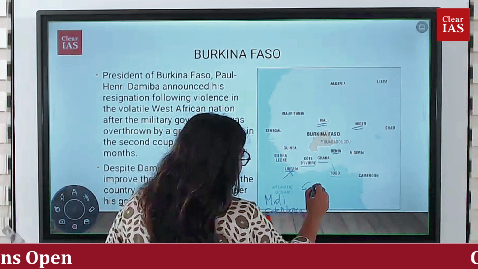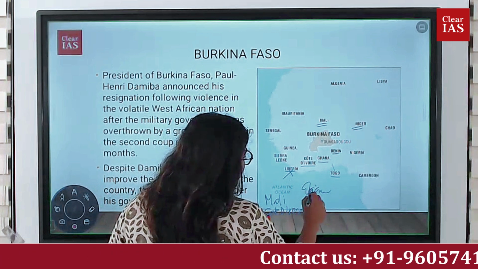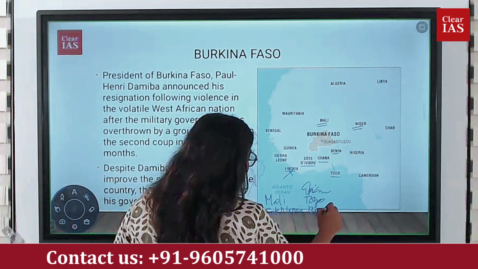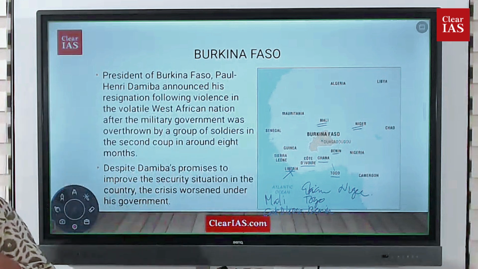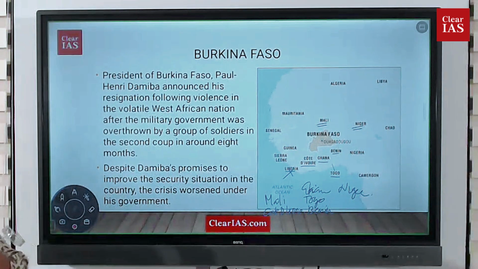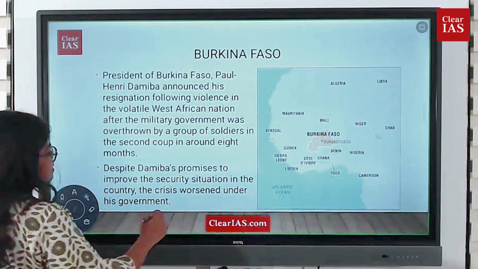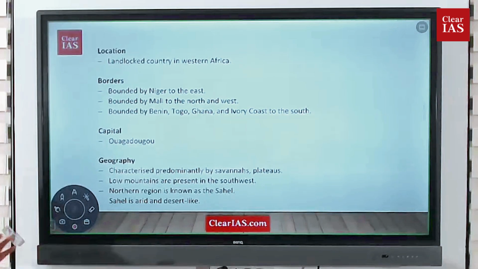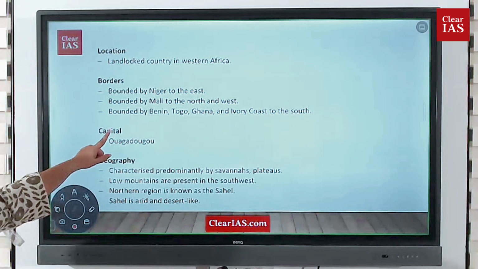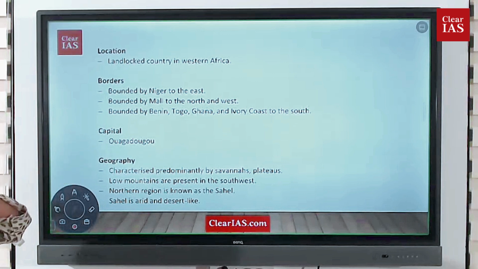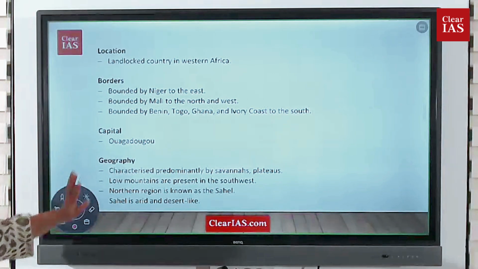So there is Mali, Cote d'Ivoire, Ghana, Togo, Benin, Niger. Ouagadougou is the capital. Fine. So talking about Burkina Faso, it is an important country. Every year, in some way or other, they manage to come in the news. It's a landlocked country in the Western African region. It has Niger, Mali, Benin, Togo, Ghana, and Ivory Coast, which is Cote d'Ivoire, and the capital is Ouagadougou.